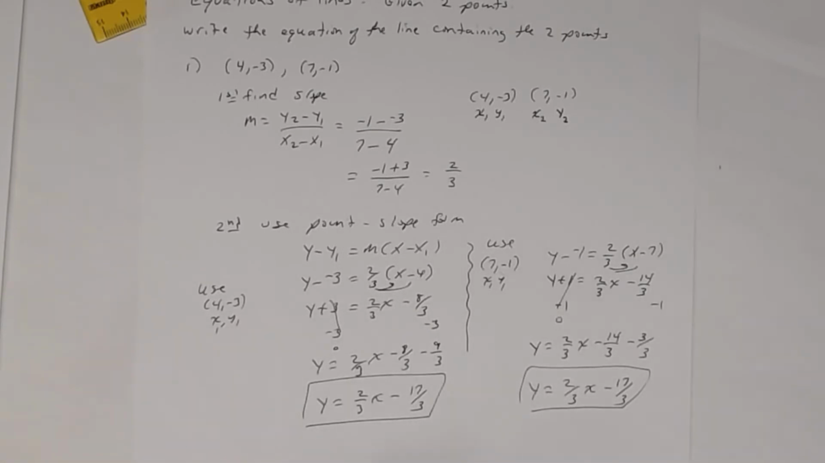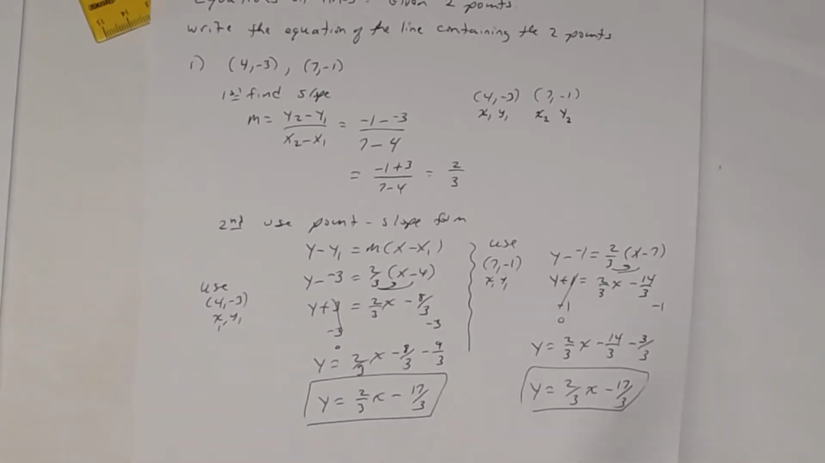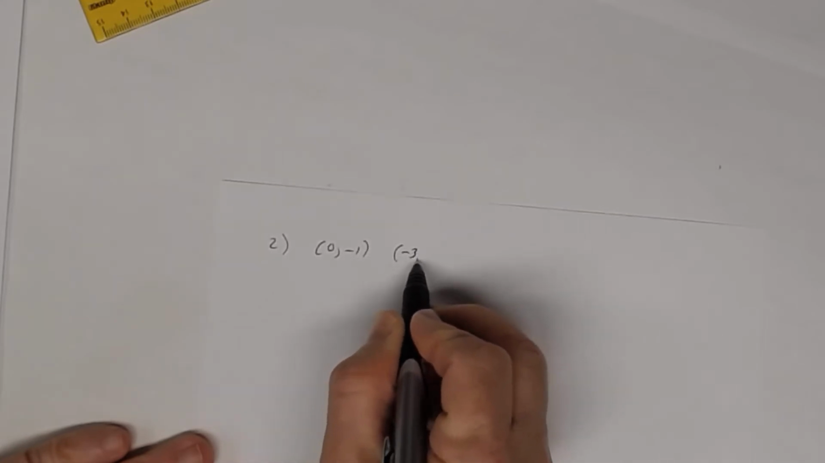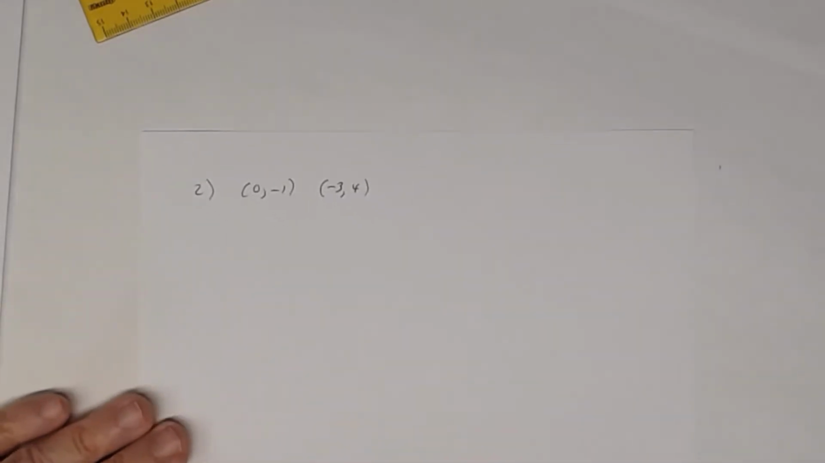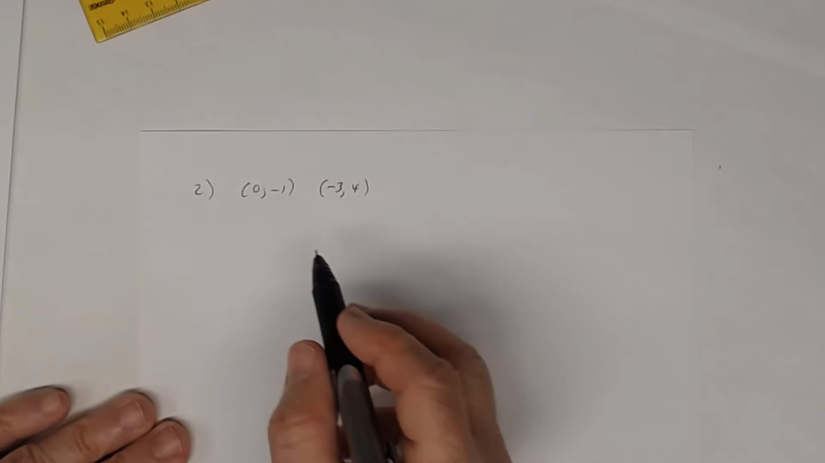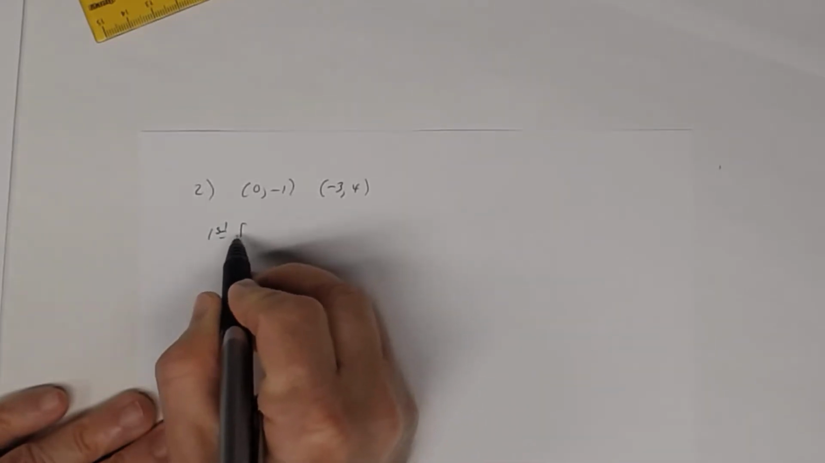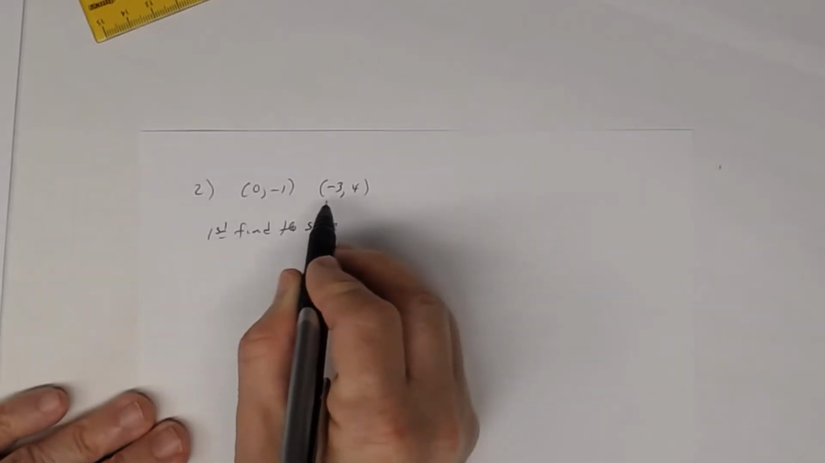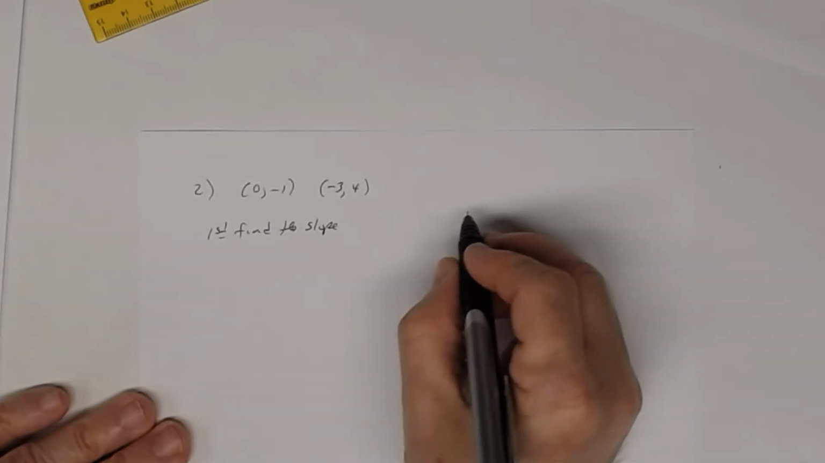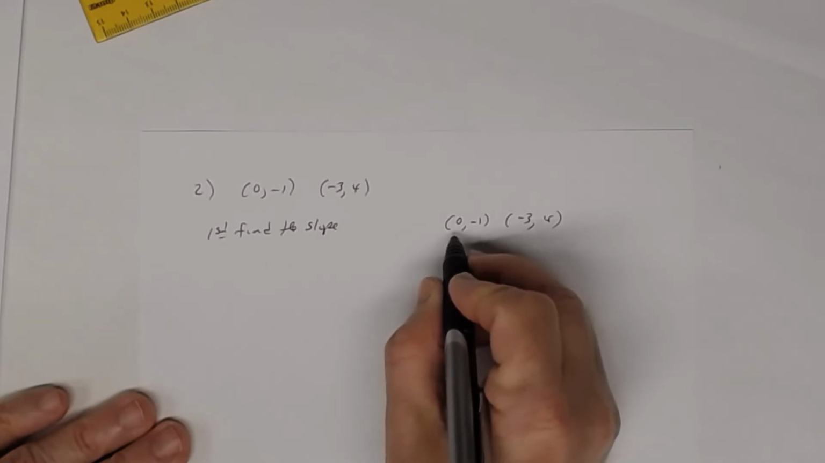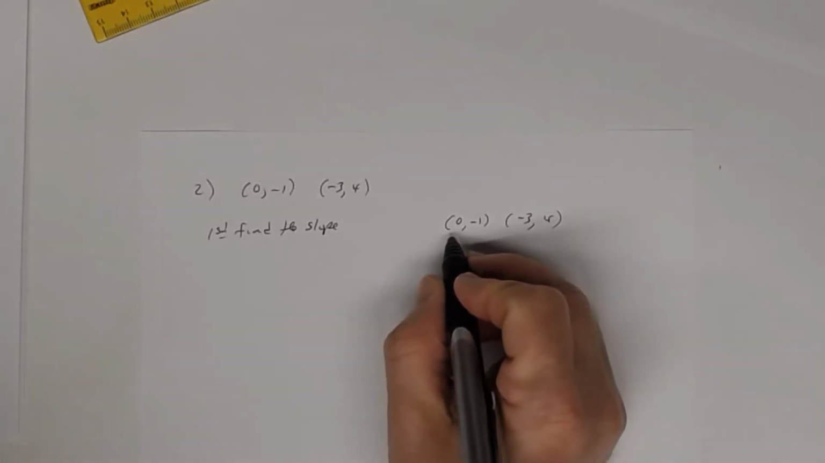All right? Okay, so let's look at number 2. So number 2, we want to find the equation of the line that contains these 2 points, 0, negative 1, and negative 3, 4. All right? And so remember, to find the equation of a line, I need to know the slope. So let's go ahead and find the slope. So the first thing we're going to do is we're going to find the slope. All right? So to find the slope, you have to know 2 points in that line, and I do. These are the 2 points in that line. I'm going to go ahead and rewrite this over so I can write underneath, indicate the symbols.